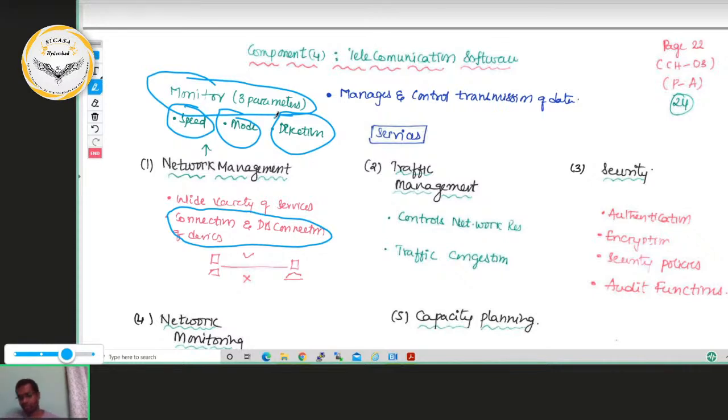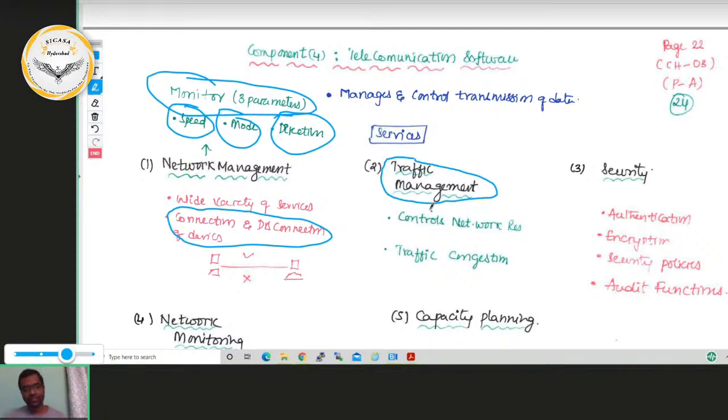Now, depending on the mode, we need to decide whether to transmit in simplex, half duplex or full duplex. Depending on the direction, we need direction for the purpose of transmitting the packets to the recipient. So these are the 3 parameters which network management will monitor. And it also provides another service called traffic management.